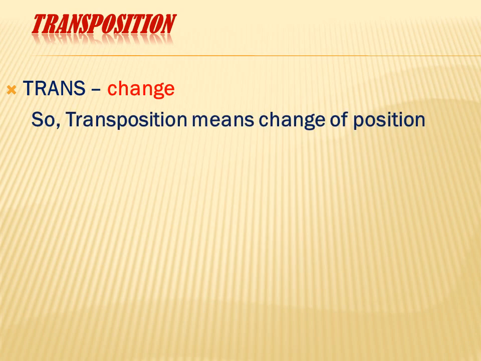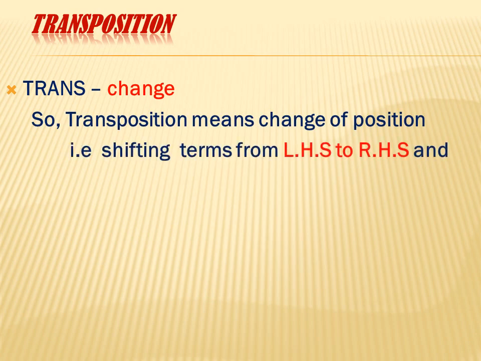Now students, we will learn how to solve such kind of equations. But before proceeding to that one, I would like to tell you something about that method that we are going to apply to solve such kind of equations. And the name of that method is transposition. Now, transposition is made up of two words, trans and position. Trans means change. So, transposition means change of position. That is shifting terms from left hand side to right hand side and vice versa.